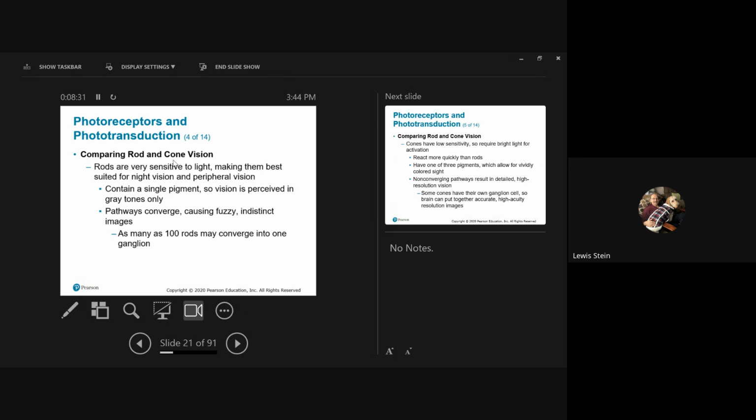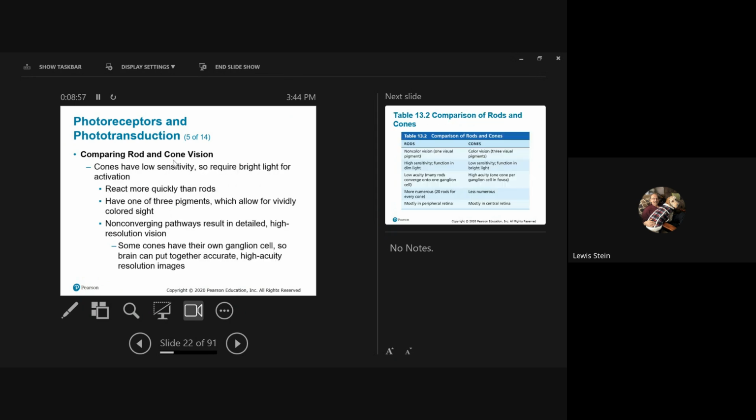So rods are very sensitive to light. That's why night vision and peripheral vision have a single pigment. So it's great. It's basically grayscale. The old days, like before we had color printers, you'd grayscale them. Okay, kind of fuzzy. 100 rods may converge into one ganglion. So it's not very specific, if you're going to see cones, very, very specific.